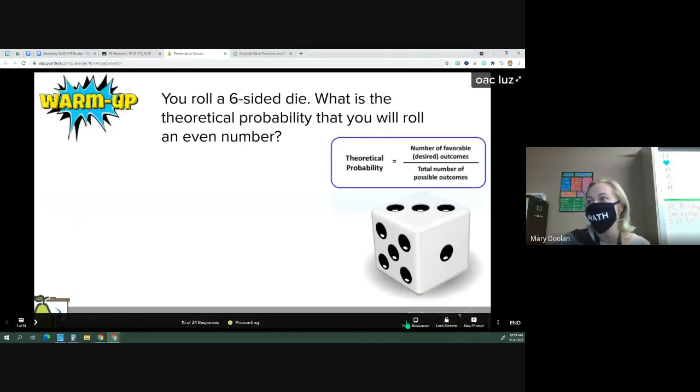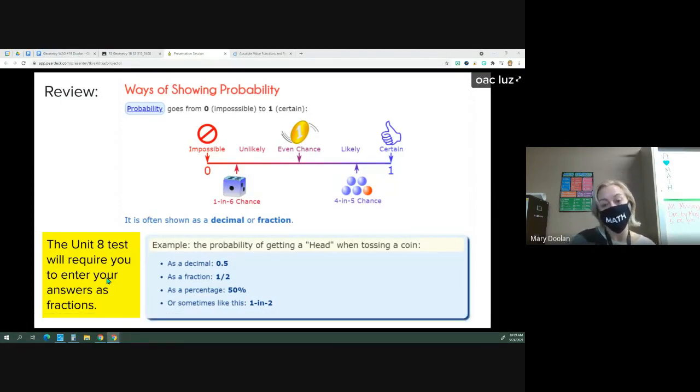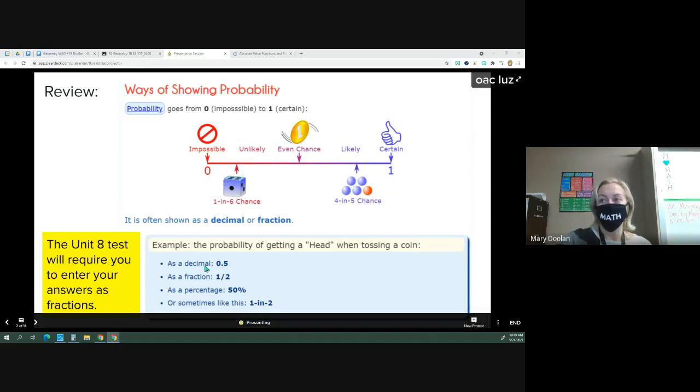And, you know, I showed you guys how to write it as a fraction. And when you take your Unit 8 test on Friday, it's going to be set up such that you have to enter your answers as fractions. So that's why I'm showing you it as a fraction. But there's actually many ways to write your probability. You can write it as a decimal, a fraction, a percentage, or sometimes you can say like 1 in 2.